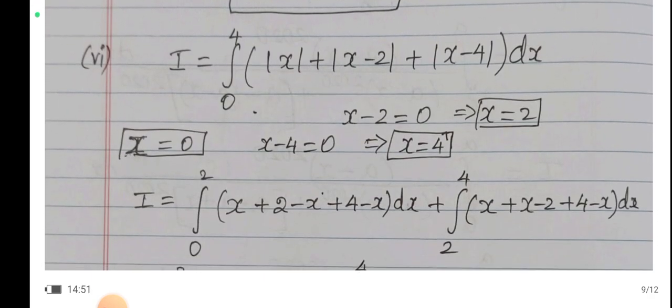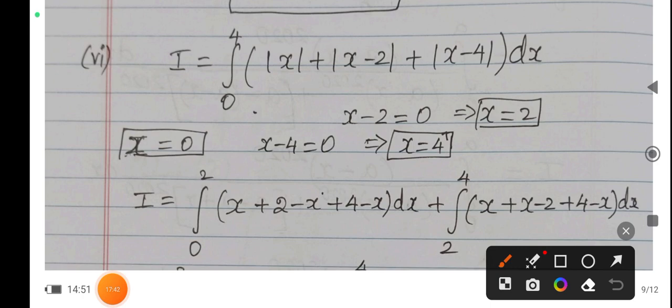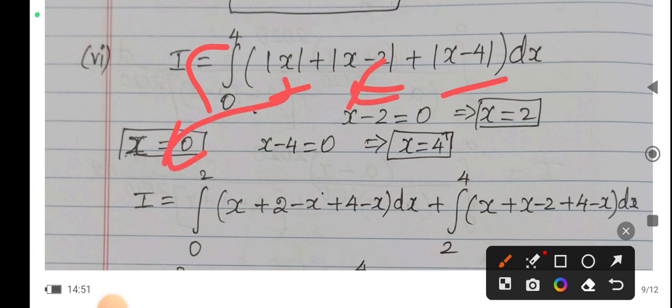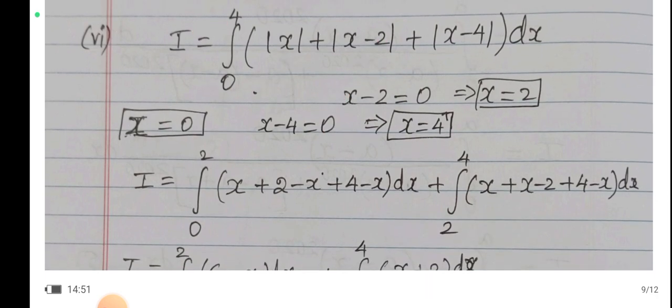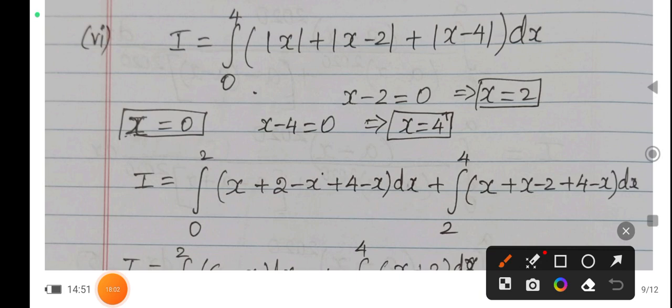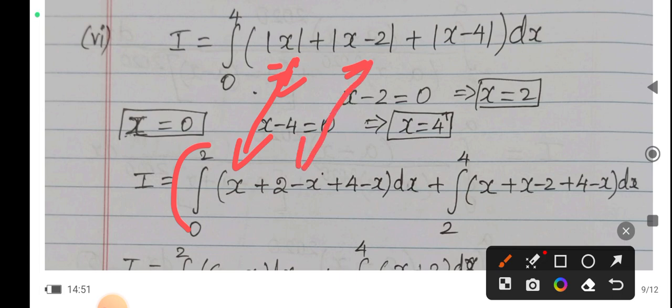Easier, check. Then the sixth one. I equals the integral 0 to 4 of modulus x plus mod x minus 2 plus mod x minus 4. So x equal to 0, I can keep x minus 2 equal to 0, I can get x equal to 2. x minus 4 equal to 0, I can get x equal to 4. We have more ways to do this sum. One of the ways is to work in each interval. That means 0 to 2 is my interval. In that interval, is this positive or negative? For x, positive, so write plus x. For x minus 2, within 0 to 2 it is negative, so apply 2 minus x.